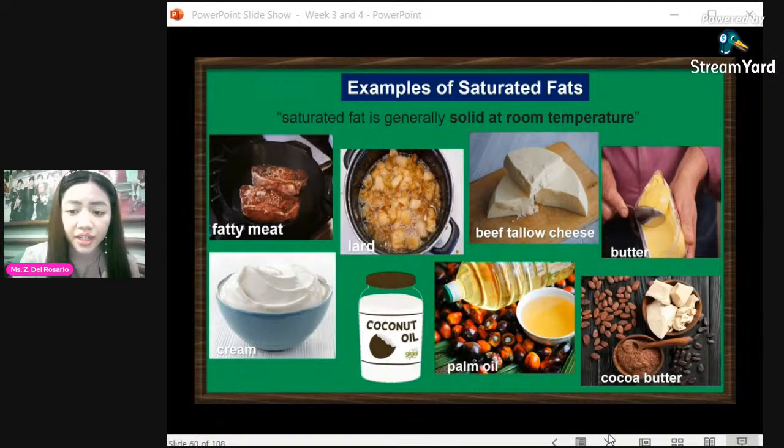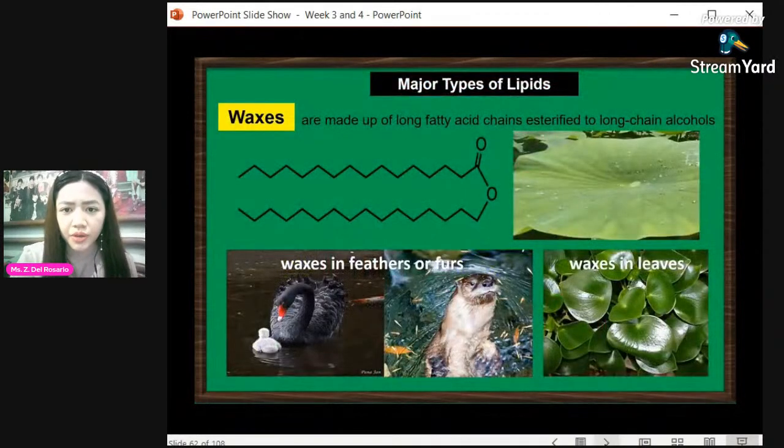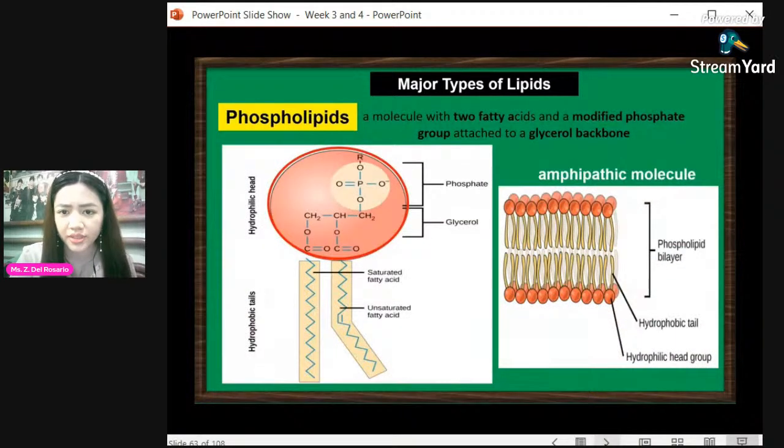Then, as for unsaturated fats, these include olives, peanuts, canola oil, avocados, almonds and hazelnuts, pecans, pumpkin seeds, and even sesame seeds. Another example would be the waxes. These waxes can be found in the feathers or furs of different animals and in the leaves itself.